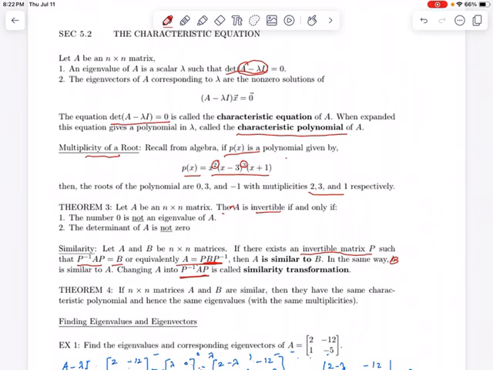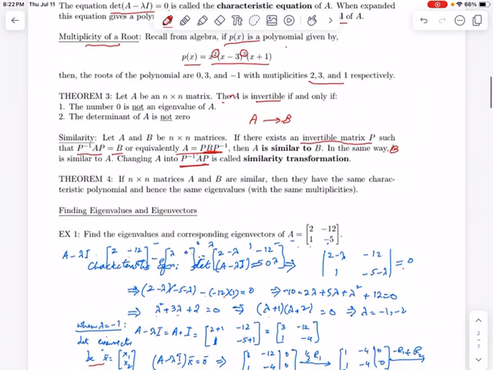So if it is given that there is a matrix A and it is converted into the matrix B using the similarity transformations, then you should know that there exists a P that behaves in the manner shown here. Theorem 4: if n by n matrices A and B are similar, then they have the same characteristic polynomial and hence have the same eigenvalues with the same multiplicities.